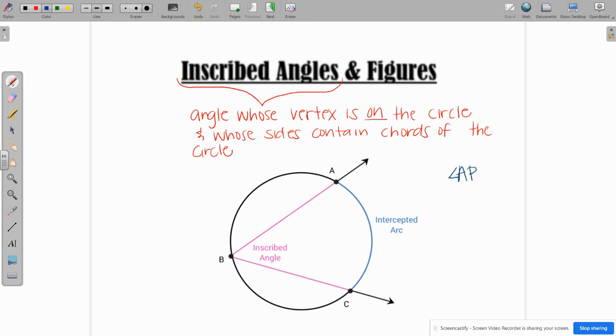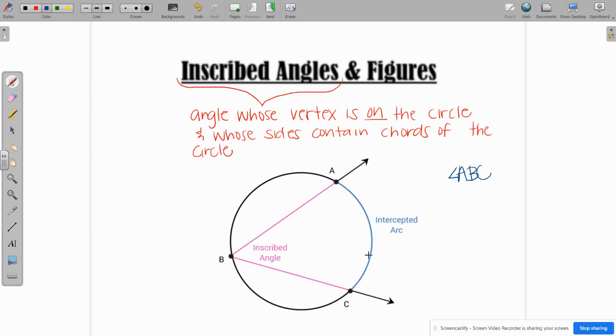Angle ABC is inscribed because its vertex B is on the circle, and the two sides of the angle each contain a chord of the circle. So here we have segment AB as a chord, and segment BC is a chord of the circle. You can see that the inscribed angle intercepts this arc.